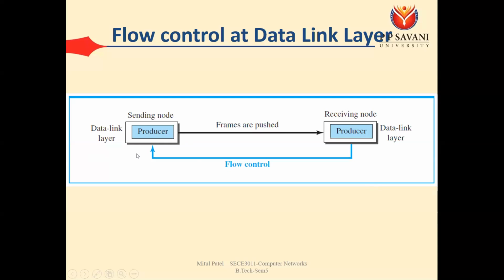So this figure shows that the producer will send the frame without worrying whether the consumer is ready to receive or not. Frames are simply pushed from the producer to the consumer side, and once the receiver gets the frame, the receiver will inform the producer that I have correctly received the frame, and that frame is known as the acknowledgement frame.